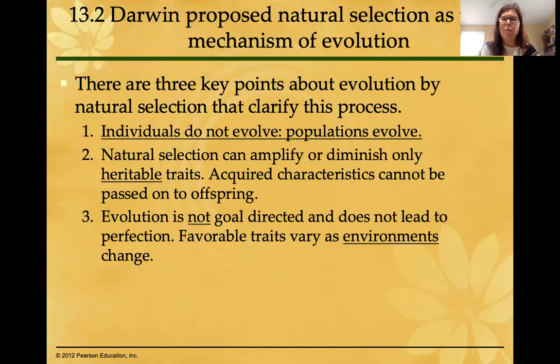Evolution is not goal-directed. It does not lead to perfection. Favorable traits vary as environments change. So what may have been that adaptation, that trait that allowed them to be favorable in that environment, if the environment changes, so maybe they do well when there's a drought, but now there's no drought and maybe there is flooding. Maybe that trait does not allow them to be successful with the flooding. So there's no goal, because it'd be like you're constantly moving that goal. You can never reach it, because we know our planet is always changing. The environments change.